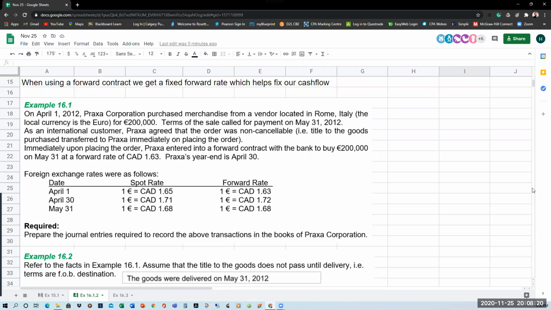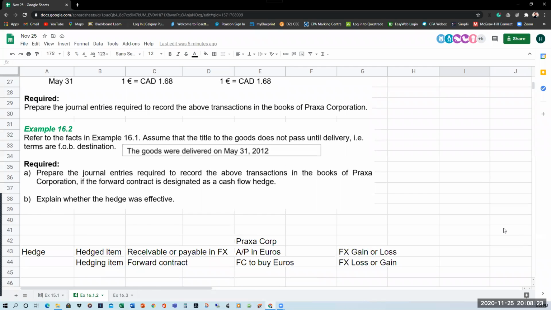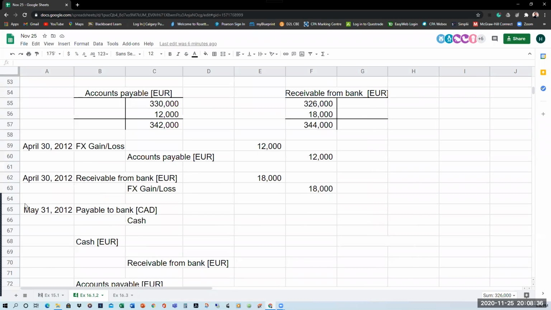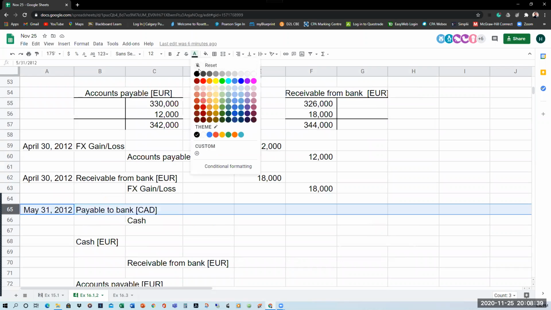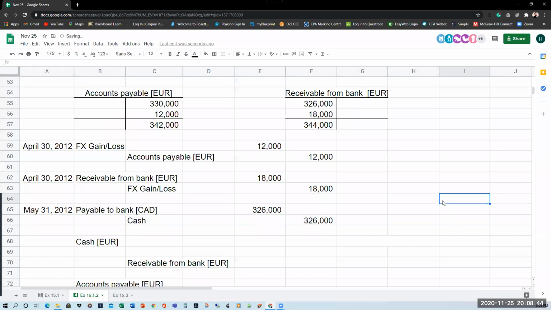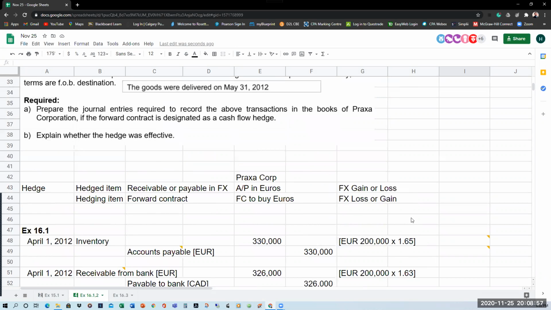Well, you're going to call up the bank for your euros. And you call up the bank, and the bank says, yeah, sure, let's take a look, etc. Yeah, looks like you have to pay us $326,000 in cash. So the bank is not going to give you the euros before you pay the banker. So you pay the banker. Debit payable to the bank, credit cash, 326,000. The banker then gives you the euros, right? The banker transfers the euros to your account. How many? 200,000.